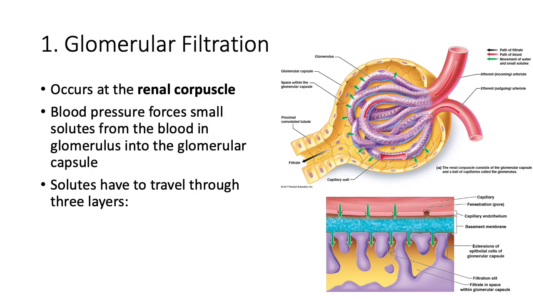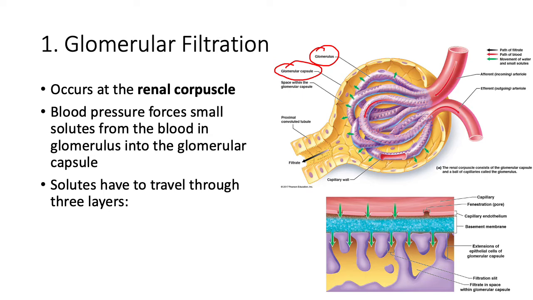So let's look first at glomerular filtration. So this specific process occurs at the renal corpuscle, and in the renal corpuscle we have arteries coming from our blood, and they create this kind of ball-like structure called the glomerulus, and surrounding that glomerulus is what is called the glomerular capsule. And this is where the first removal of waste begins at the nephron.